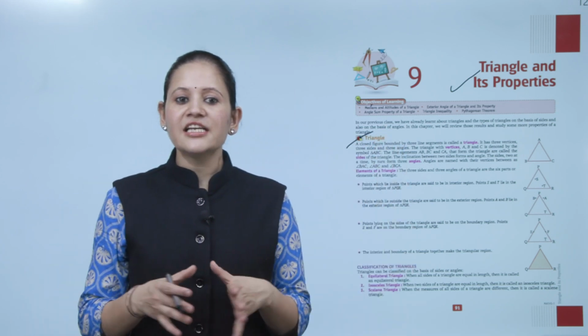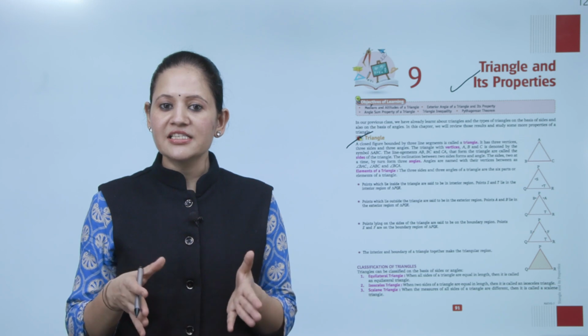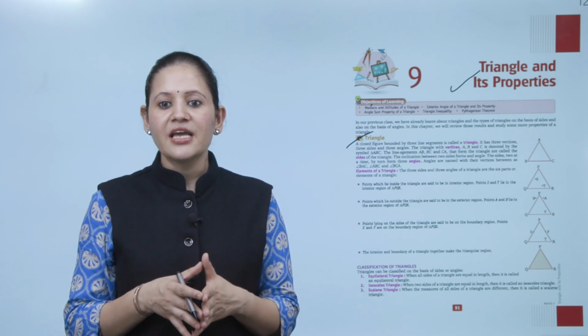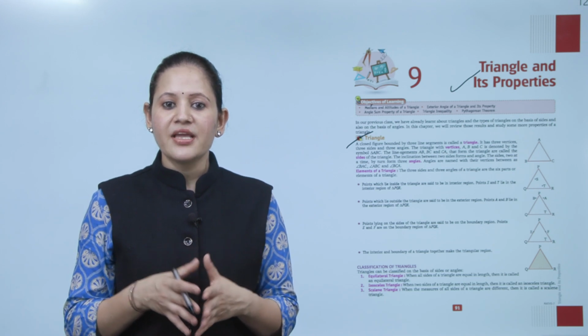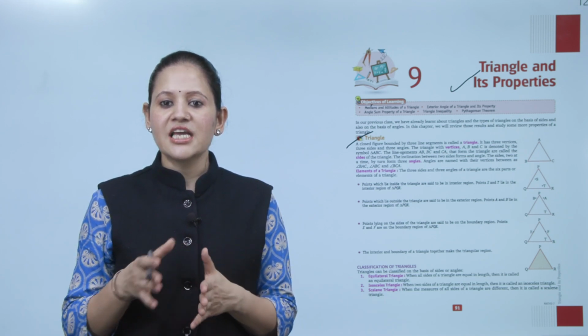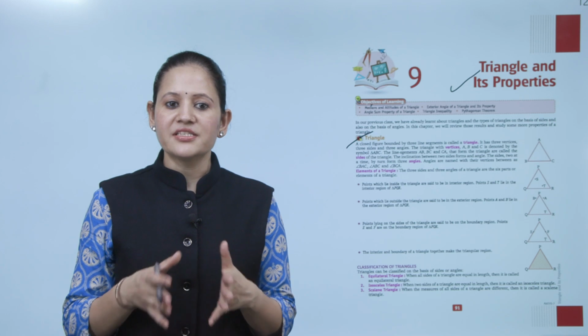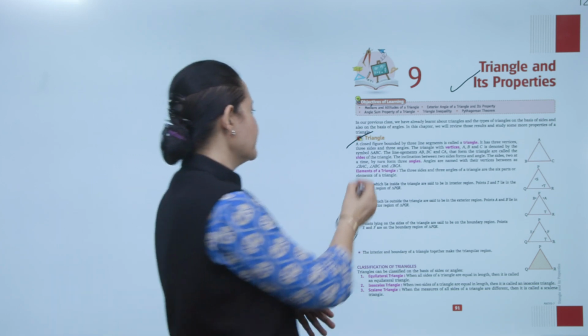What is a triangle? A triangle is a closed figure bounded by three line segments. It has three vertices, three sides and three angles. The triangle with the vertices A, B, C is denoted by the symbol triangle ABC.